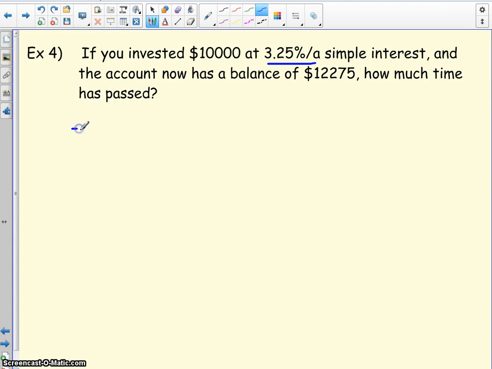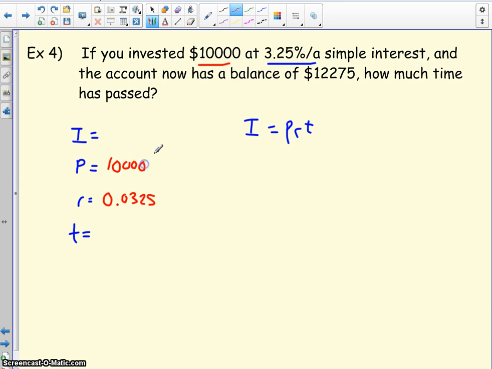So remember, our simple interest equation is I equals PRT. And let's see what we know from this equation here. So we know the interest rate is 3.25%, so we convert that to a decimal as 0.0325. Okay. I know my principal. I invested $10,000 originally. The time is what I'm looking for, so that's going to be my unknown.